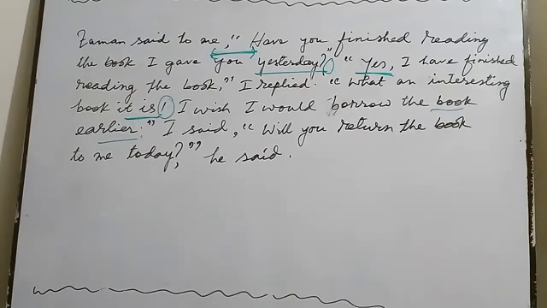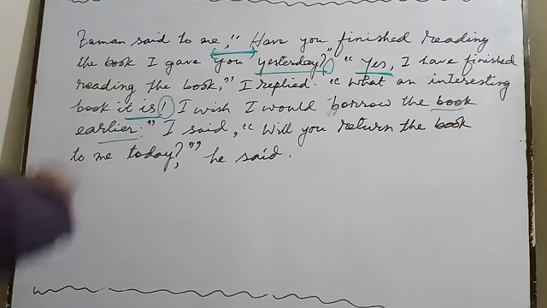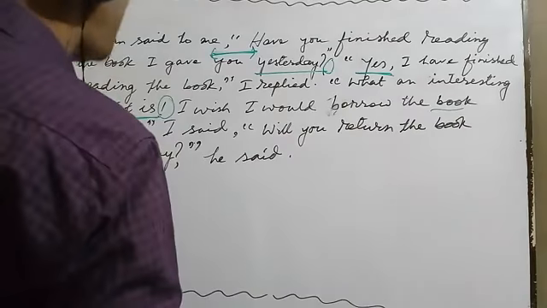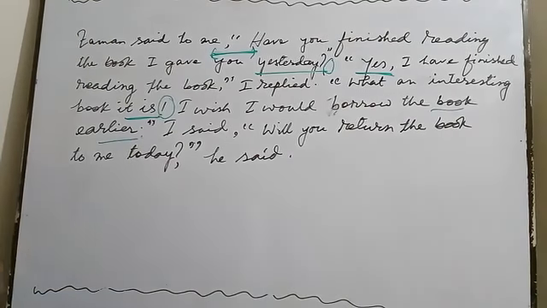Now, when you want to change the sentences of a passage to indirect narration, first you will try to find out who is speaking to whom. Be careful about it. So here, Zaman said to me. Zaman and me are talking to each other. Maybe they are teacher and student, but it is not indicated here.